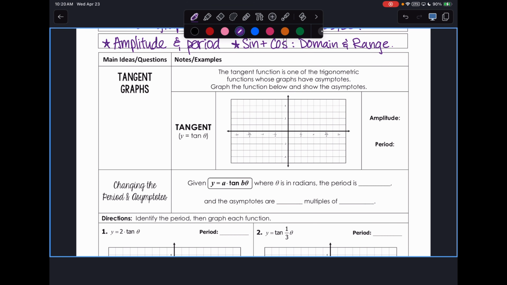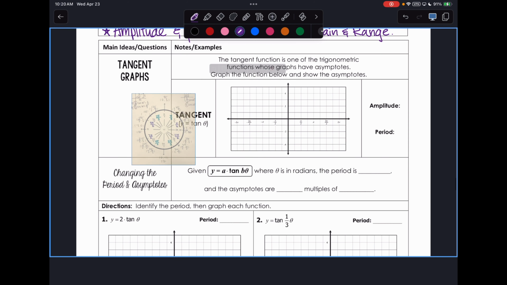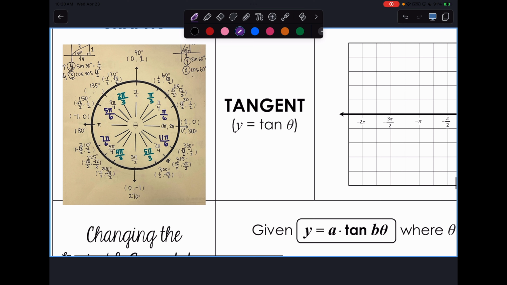The tangent function is one of the trigonometric functions whose graph has asymptotes. I've talked to you guys about asymptotes before, yes? Where it's undefined when you take the tangent of an angle, yes? Okay, so let's look at tangent. Tangent is going to be y over x. Agreed? Okay, the tangent function is y over x using whatever ordered pairs we have.